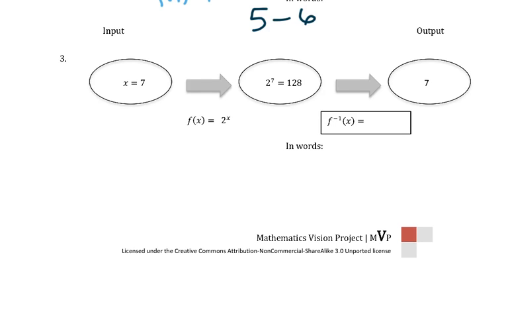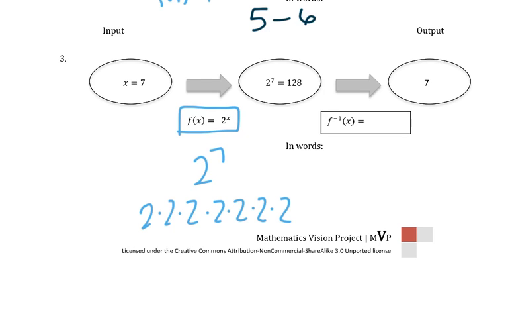Alright, so hopefully you had some time to puzzle over those ones. Number 3 was probably pretty troubling for you guys. Okay, so it's an exponential here. We got f of x equals 2 to the x, so we went 2 to the 7, which is like 2 times 2 times 2, 7 times, which gives us 128. So now how do we go backwards from 128? What's the inverse of an exponential equation?